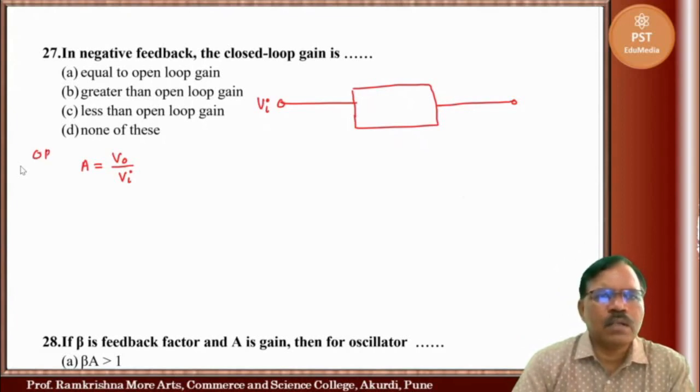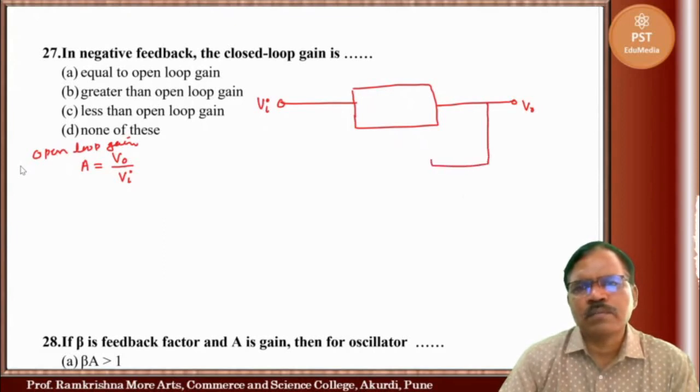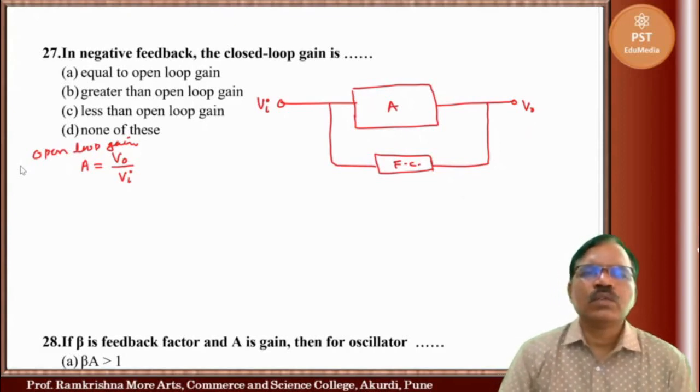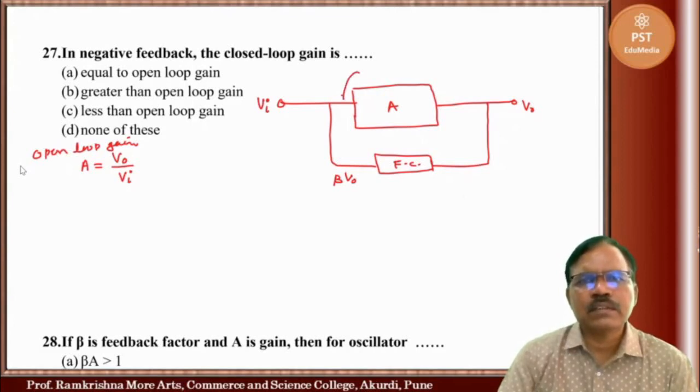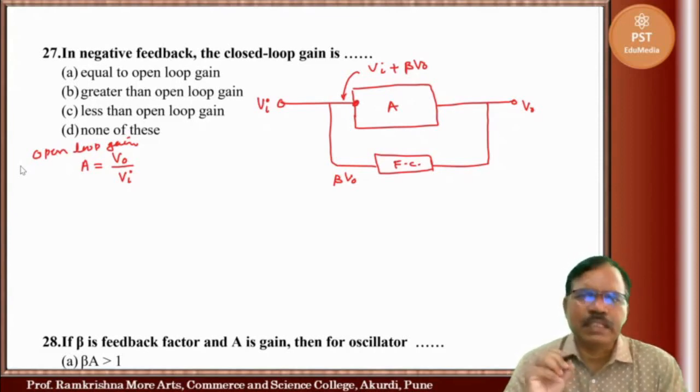So this is open loop gain. Now suppose part of output is fed back to input through feedback circuit. Here it is amplifier. So here we have beta times V0. So what happens here? Input is what? Vi plus beta times V0. So here input is Vi plus beta times V0.